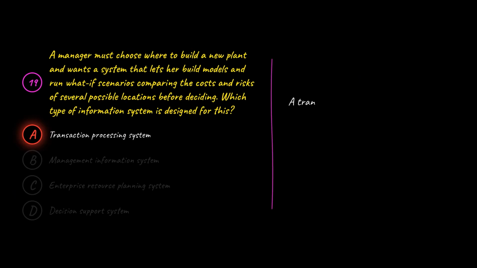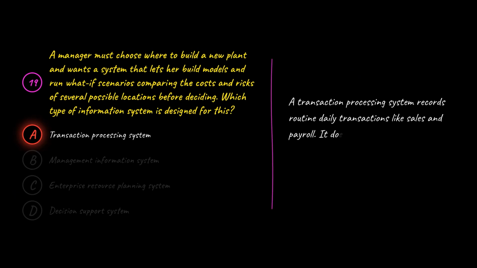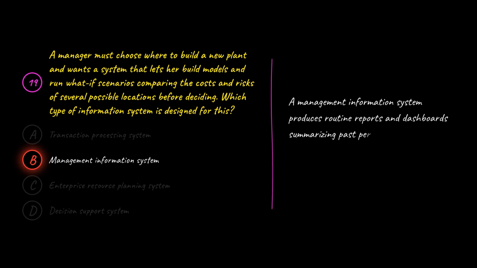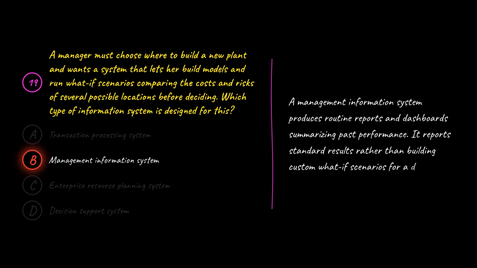A is wrong, because a transaction processing system records routine daily transactions like sales and payroll. It does not model alternatives or support a one-time strategic location choice. B is wrong, because a management information system produces routine reports and dashboards summarizing past performance. It reports standard results rather than building custom what-if scenarios for a decision.